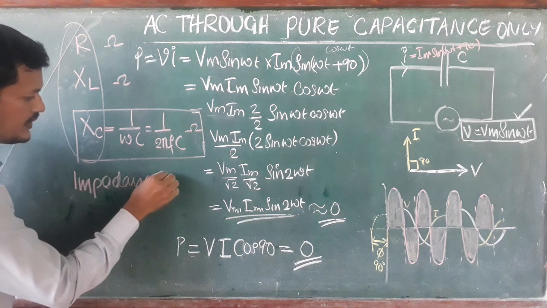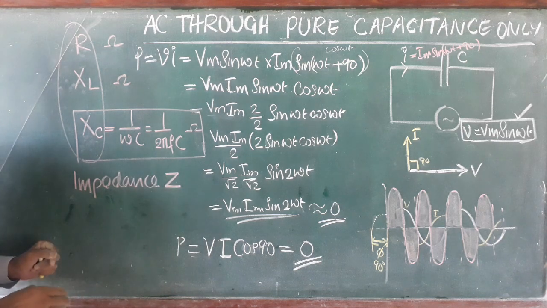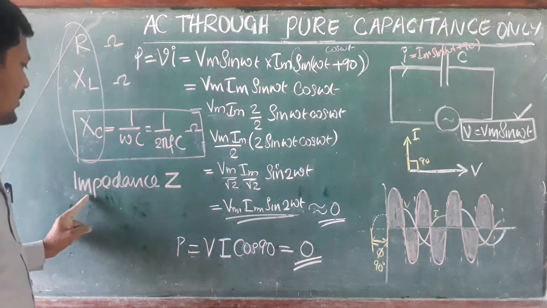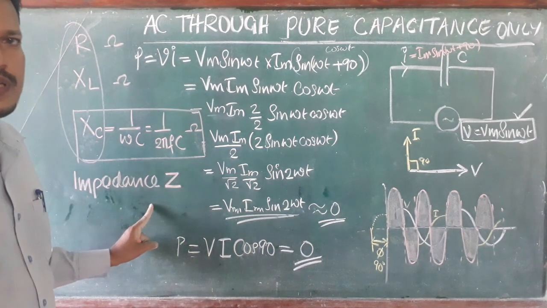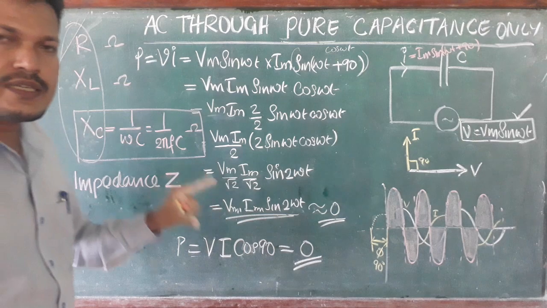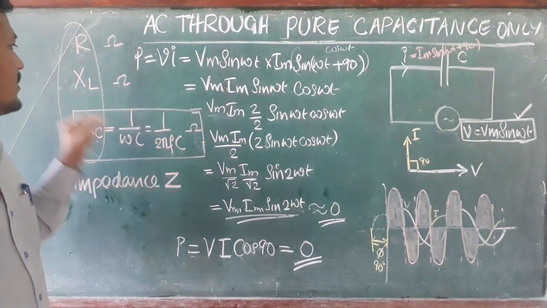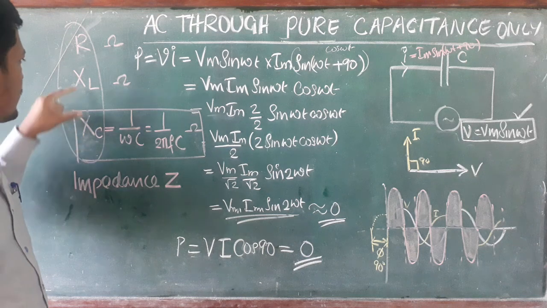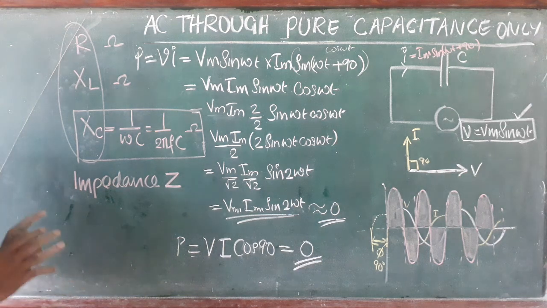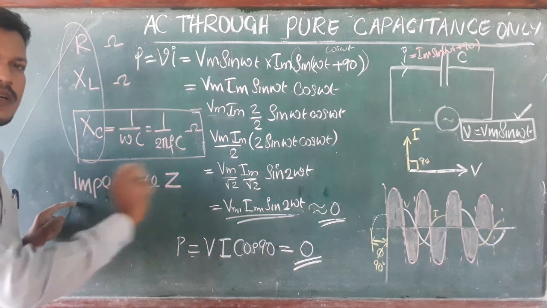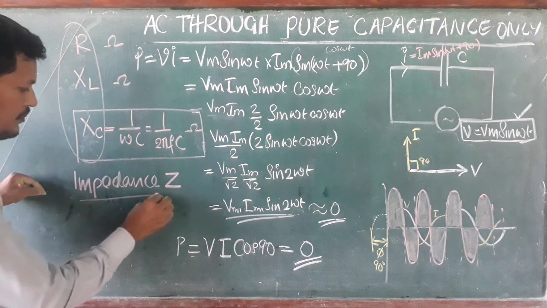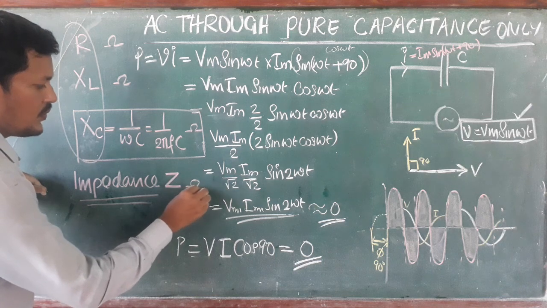It's a new word and is denoted as Z. Clear? For any circuit in AC, we have to calculate the total opposition offered to the flow of current. Suppose the circuit has resistance only, or resistance and inductor, or resistance and capacitor, or resistance, inductor and capacitor, or only inductor and capacitor. For any circuit, we have to measure the impedance, the total opposition offered to the flow of current. That value is called impedance. It is also measured in ohms.